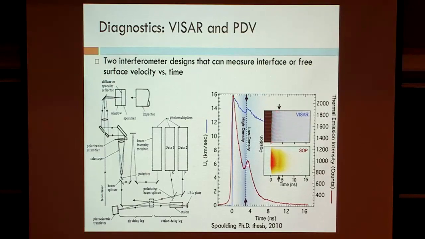Okay? The other method is called PDV, or photonic Doppler velocimetry. Okay? And this is basically aiming an infrared wavelength radar gun at the sample and looking directly at the interference between the reflected and direct signals. The trick with PDV is just that you have to record that interferogram at frequencies of a gigahertz, 10 gigahertz, 20 gigahertz, if you're going to see velocities of kilometers per second. And that only became practical recently with very fast scopes.